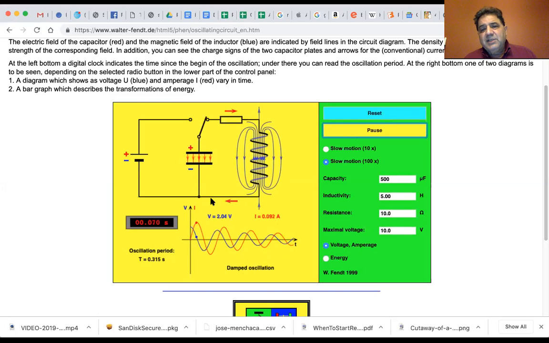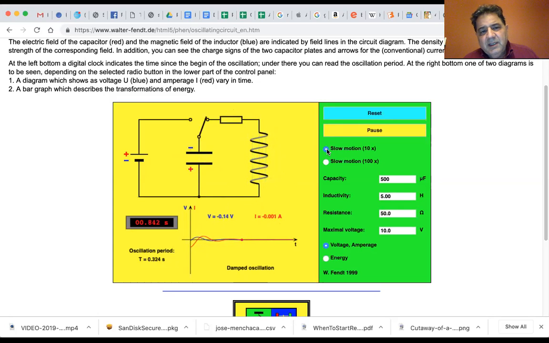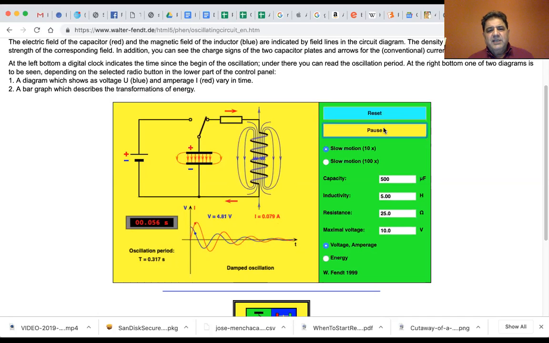So let's make it a 50, and you can see it doesn't get very many oscillations. Let's speed it up. You can see what's happening? You're losing some of the energy to heating up the resistor. Let's reset it and make it something like 25. We'll get a few more oscillations.